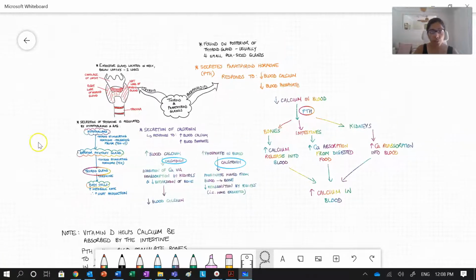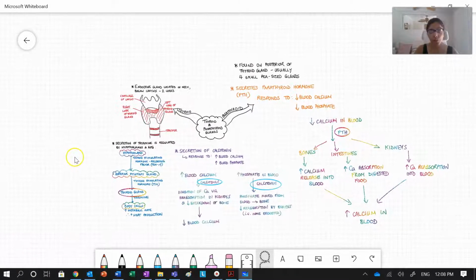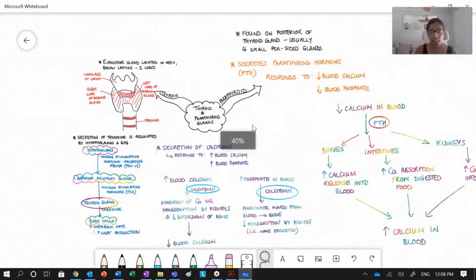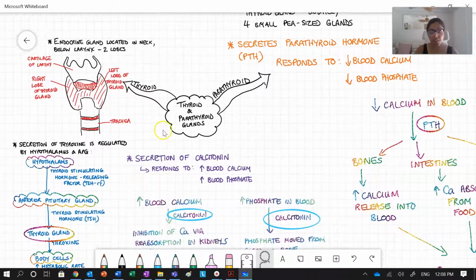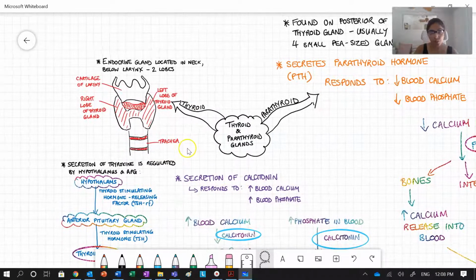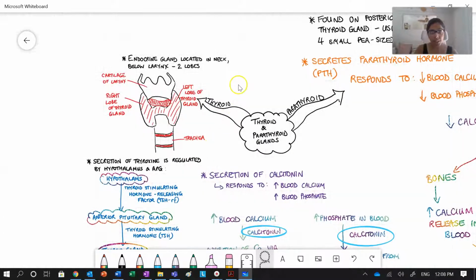Everyone. We're just going to recap on what you've learned about the thyroid and parathyroid glands. Going to be using this mind map to help us distill that information. So first of all, we'll look at the thyroid gland.